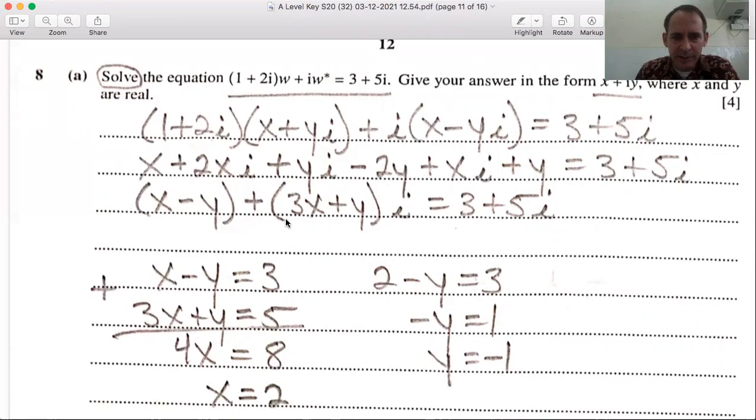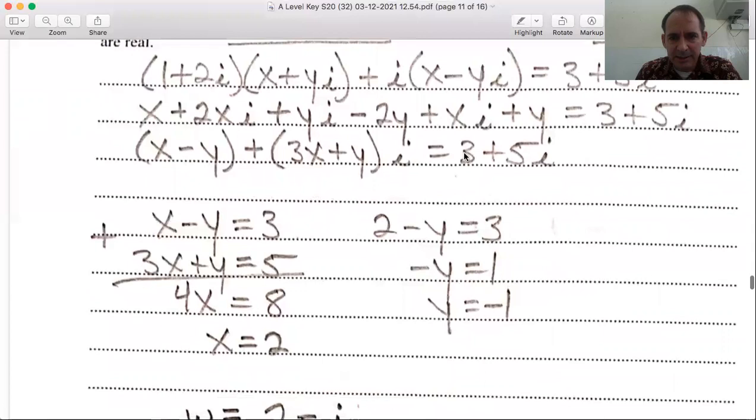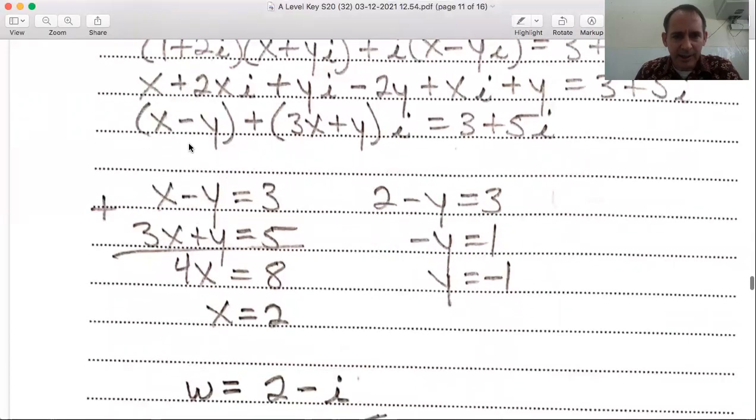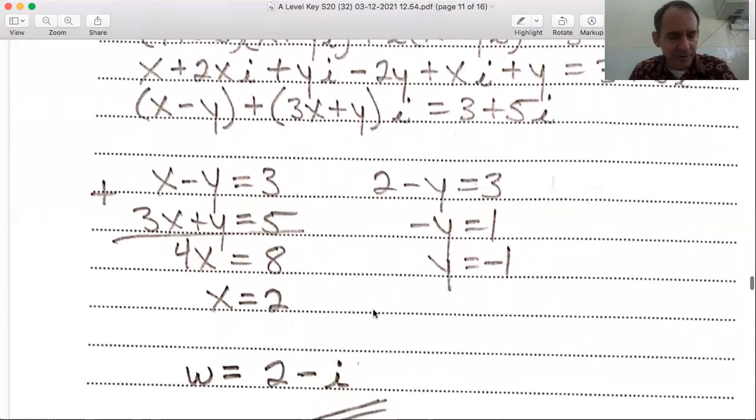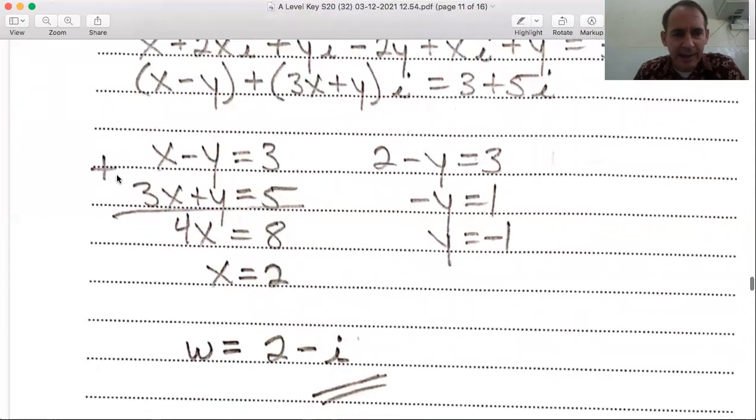That's our real component. Then collect the imaginaries. Here's an xi, here's an xi. That gives us 3x plus y with the i on the outside. The reals are equal to 3, and the imaginaries are equal to 5. So x minus y equals 3. That's equating coefficients. And 3x plus y is equal to 5. Solve your simultaneous equations. I add these, get 4x equals 8, x equals 2.